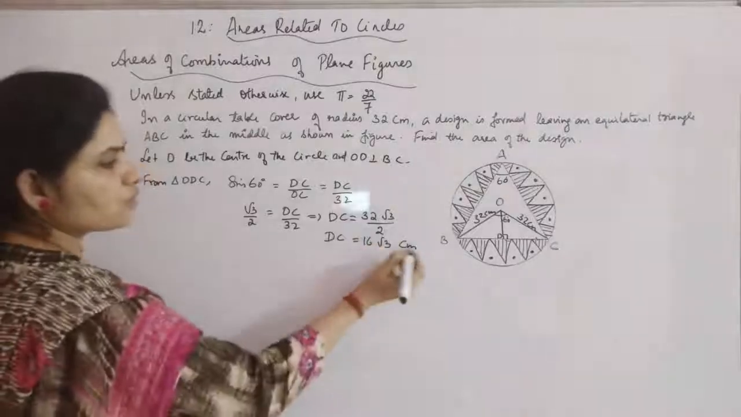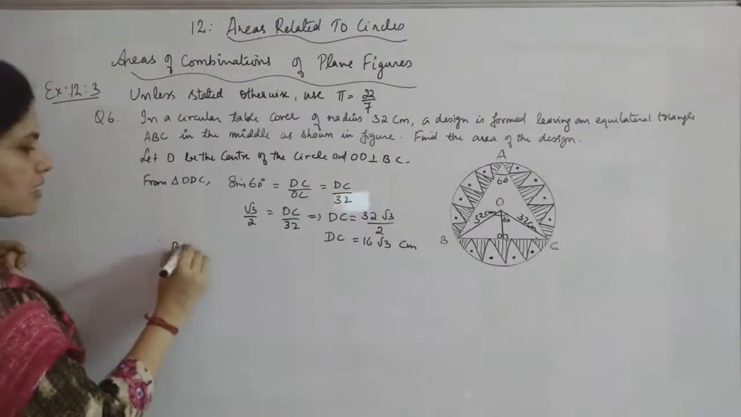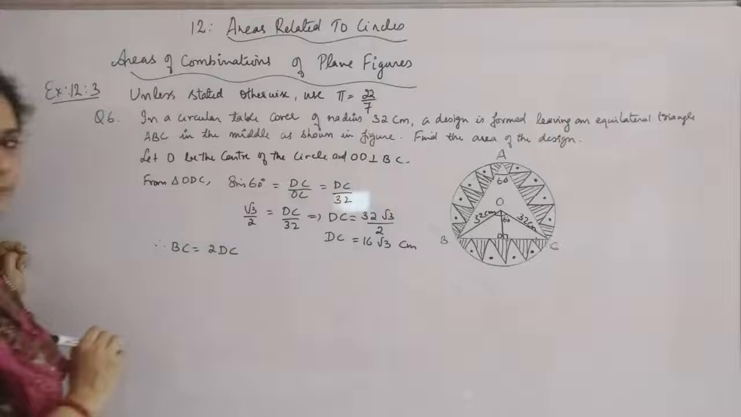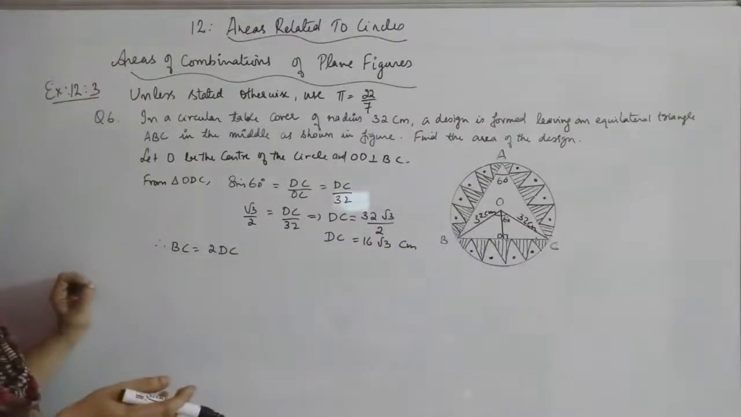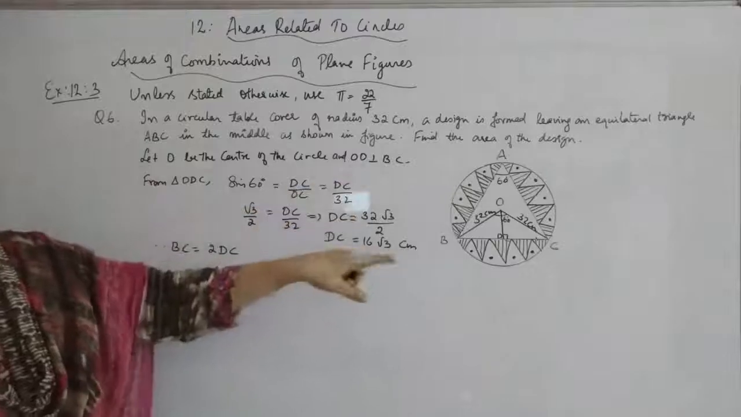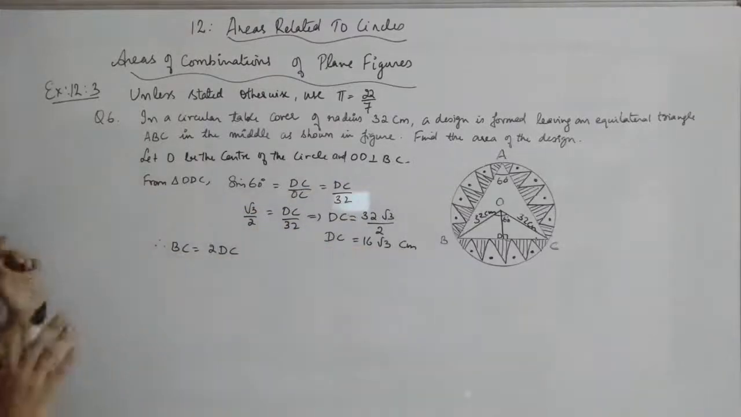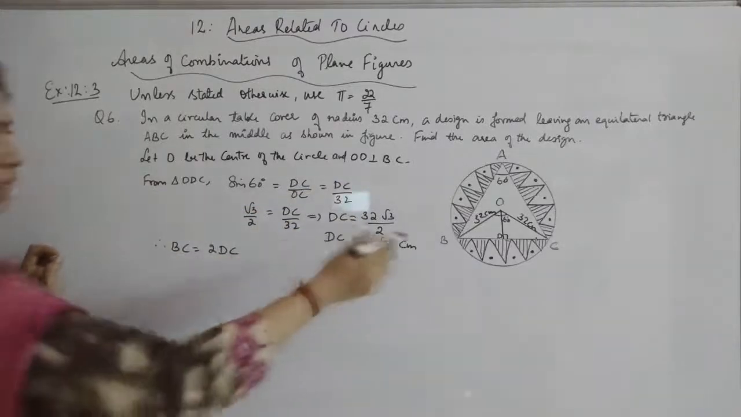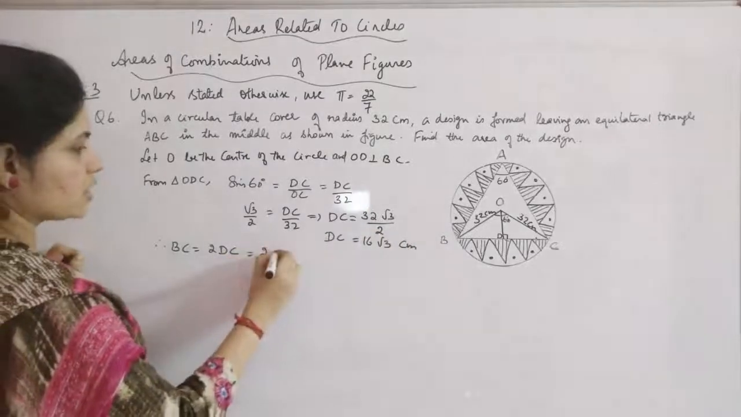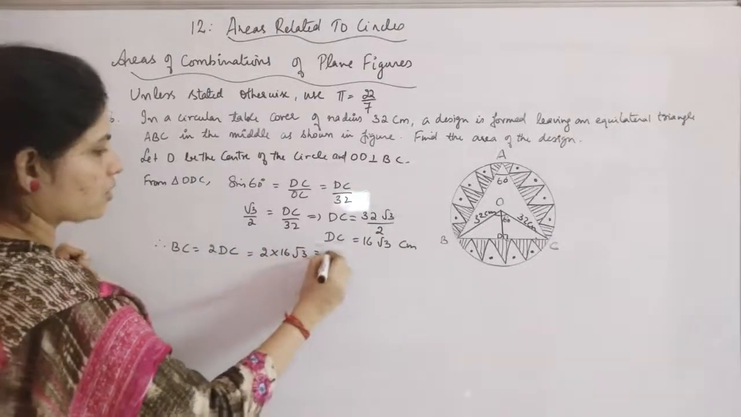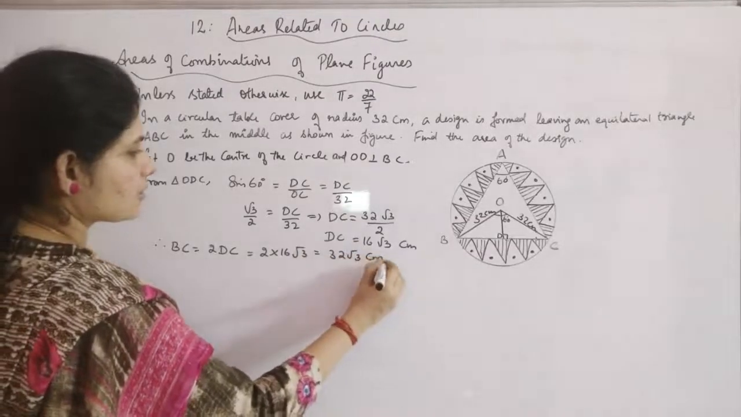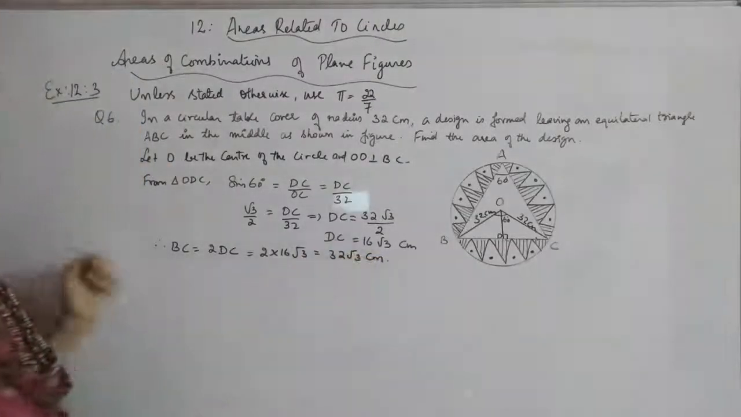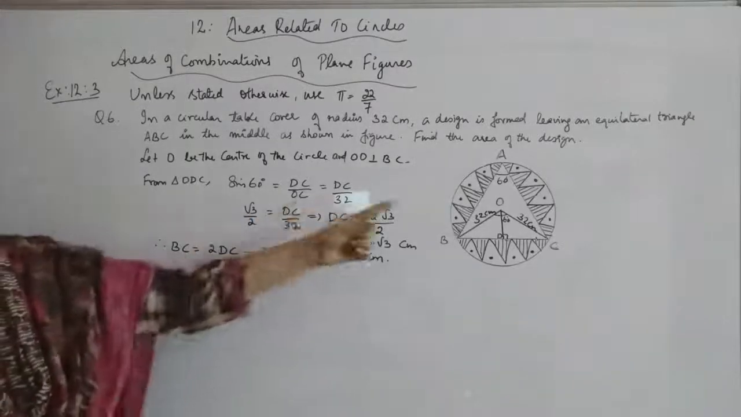Now what you need to find out is BC. Therefore BC is equal to 2 times DC, because the perpendicular from the center to the chord divides it into two equal parts, or you can say it bisects the side BC, so that you will get 2 into 16 root 3, or you have 32 root 3 centimeters as BC. That means you got one side of the equilateral triangle.